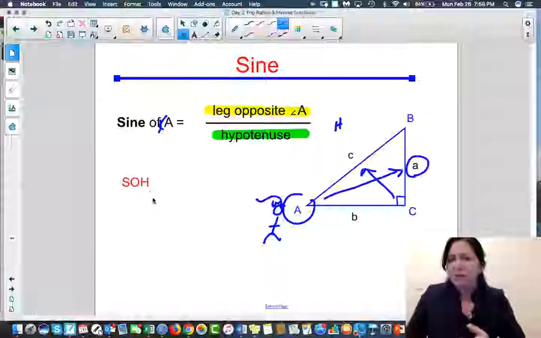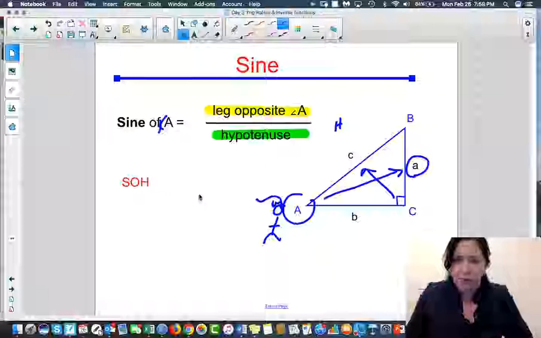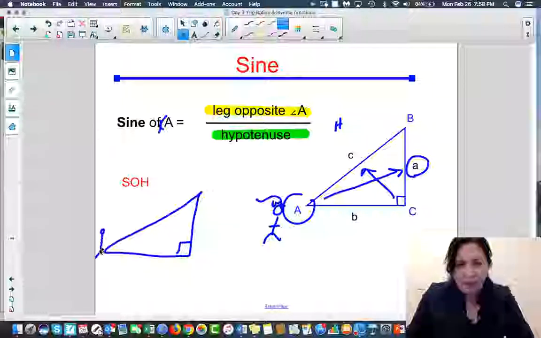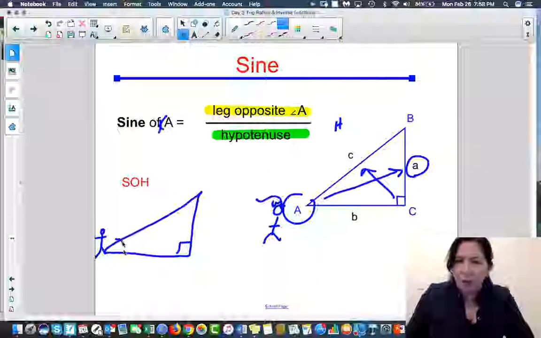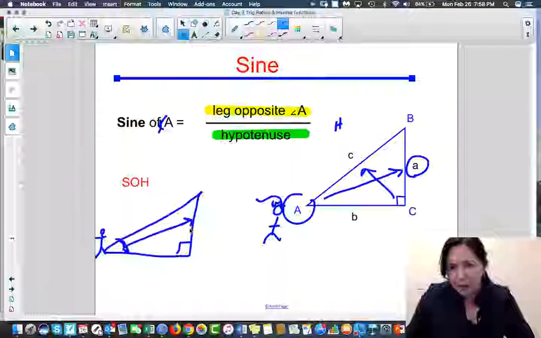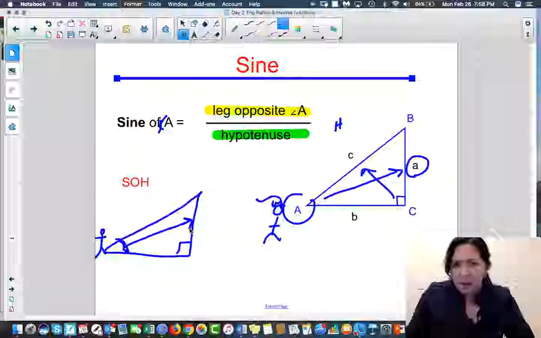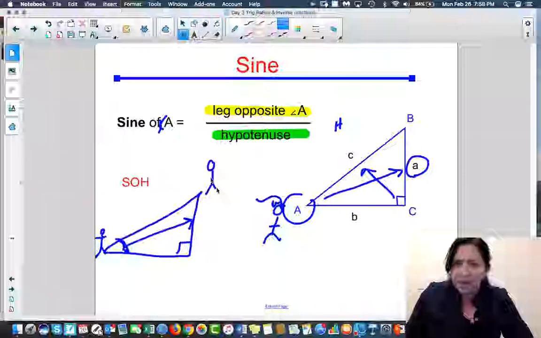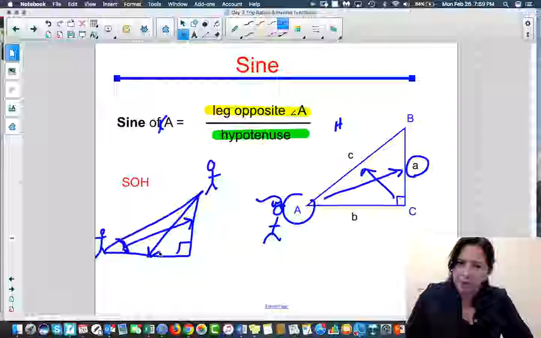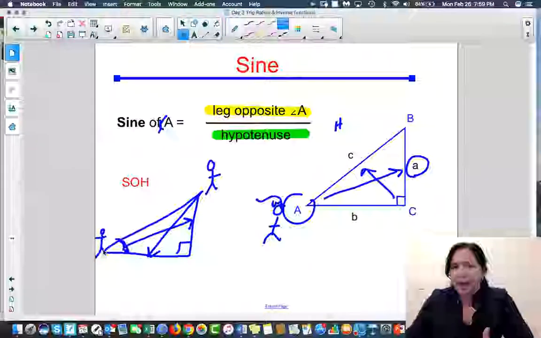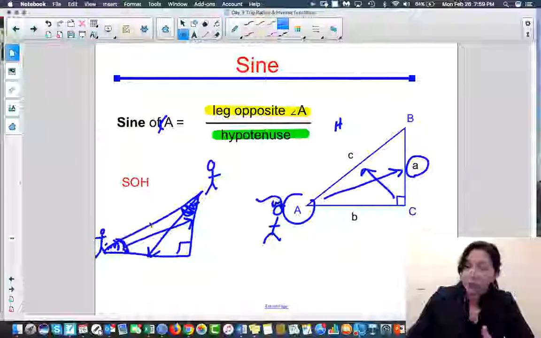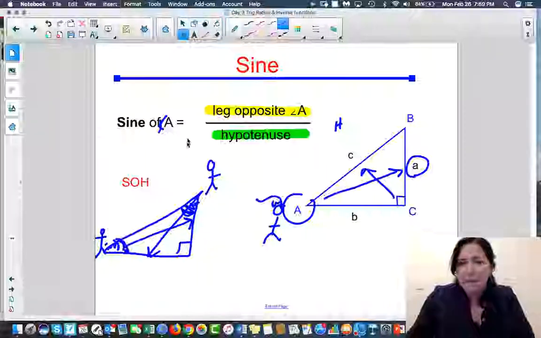So you do need to make sure that you know which side is opposite. So for example, here's a right triangle. If you're standing right here, okay, then the side opposite you, which is where you're at with this angle, the side opposite that is here. However, if you were standing here, the side opposite you from here would be down here. So it depends where you're at. If you're going to be at this corner, or if you're going to be at this corner, those are vertices. Which one are you going to be at?